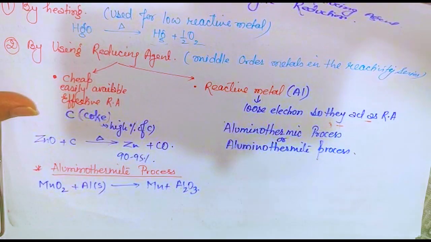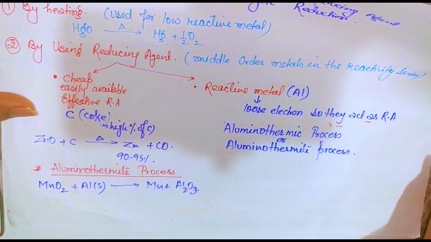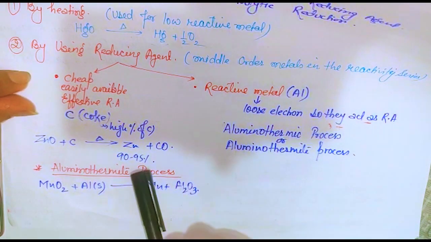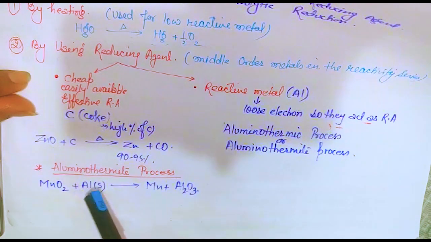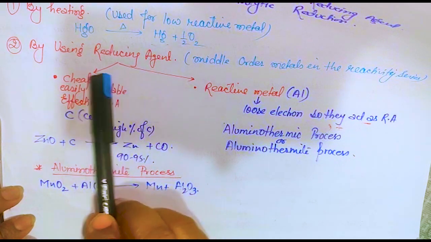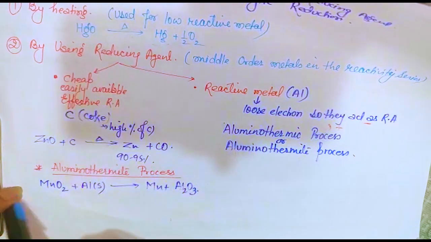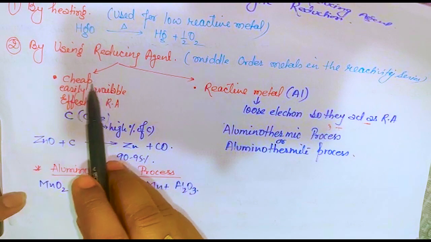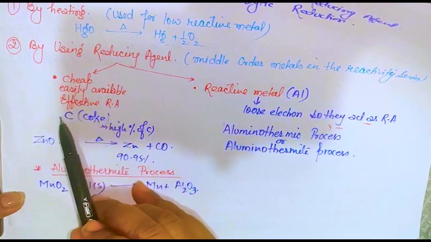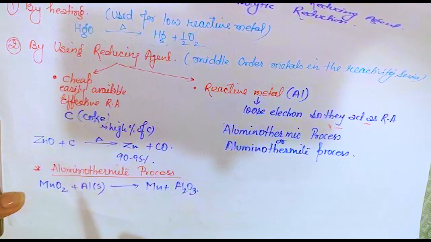Good morning, class. In the previous class, we started the aluminothermic process, but I haven't completed it. I was telling you when the aluminothermite process is used. For this, we can use two reducing agents. One is economical, and the other is expensive. If it is economical, easily available, and effective, then only we will use coke.